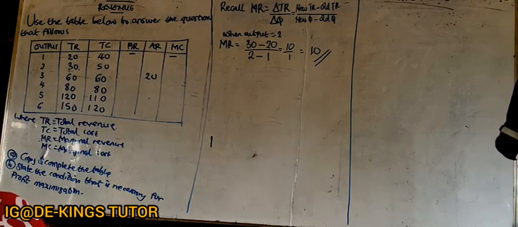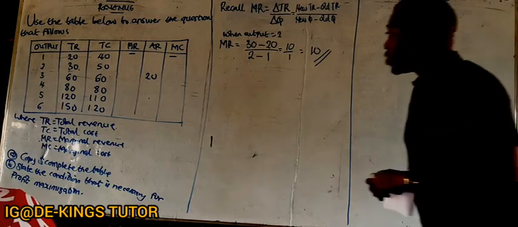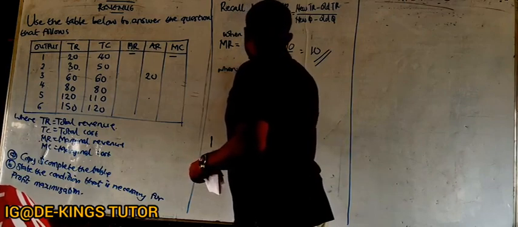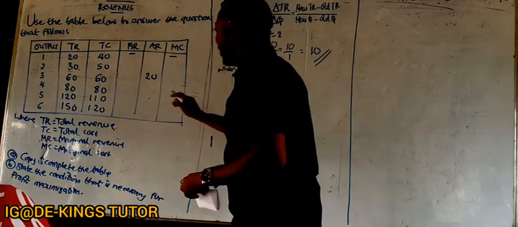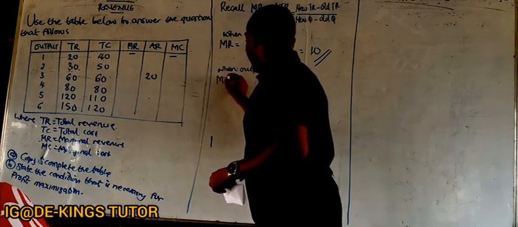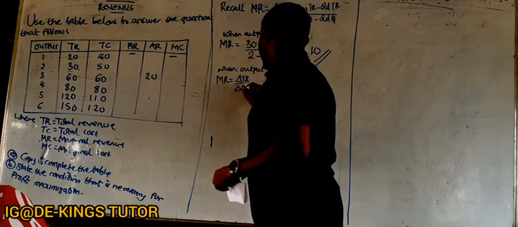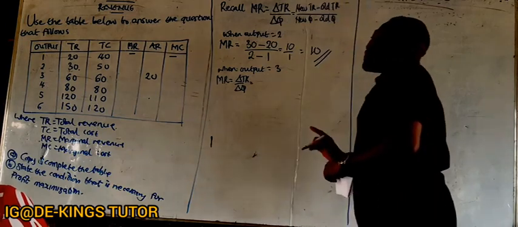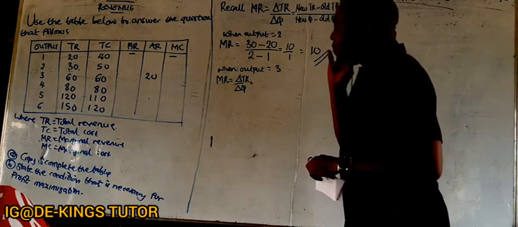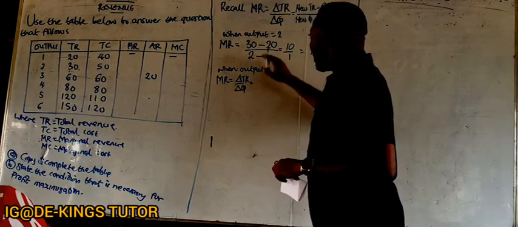Any question on that? Ask now. Okay, let's do another one. When output equals 3, what is my marginal revenue? It is equal to change in total revenue divided by change in quantity. Please, for those writing WAEC, ensure you write the formula at all times. For JAM, you can just move further to solve. Don't waste your time writing the formula.